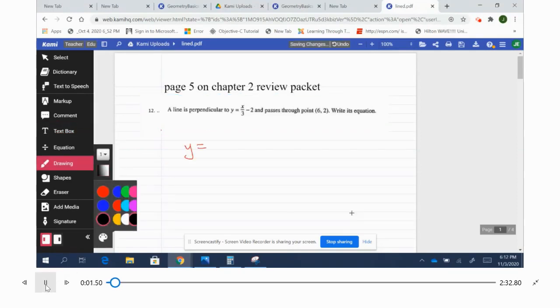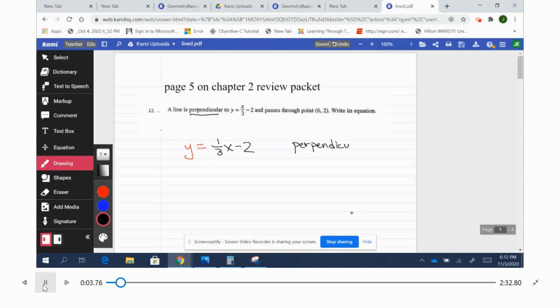Okay, first, perpendicular to that equation, that line. It's an awkward way that they wrote this. So x over 3 is the same as 1/3 x. Now you can see that in mx plus b format. So the slope is 1/3.